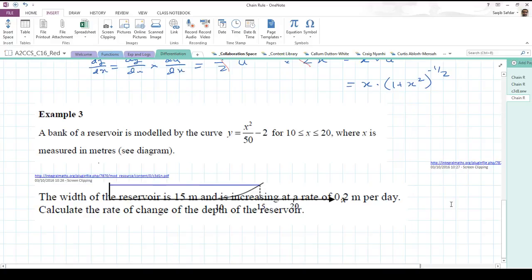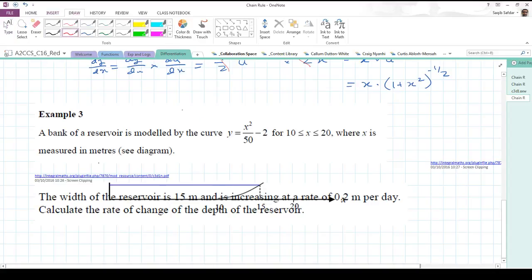Okay, so you've got this funny diagram which hasn't come up too well. Now the width of the reservoir is 15 meters and is increasing at a rate of 0.2 meters per day. Okay, and the width is x. I don't think it's a question that's worded too well, to be honest, but I'll just emphasize that this width is our x, and this y is our depth. That's essentially what the question is trying to say. Calculate the rate of change of the depth of the reservoir.